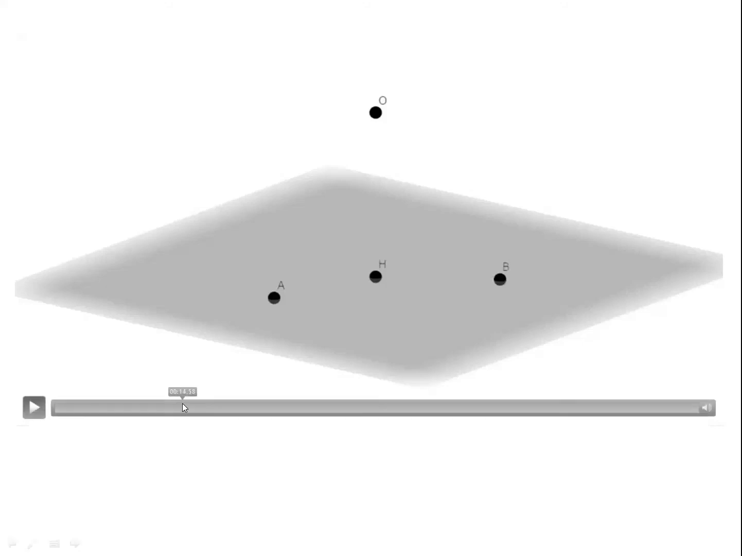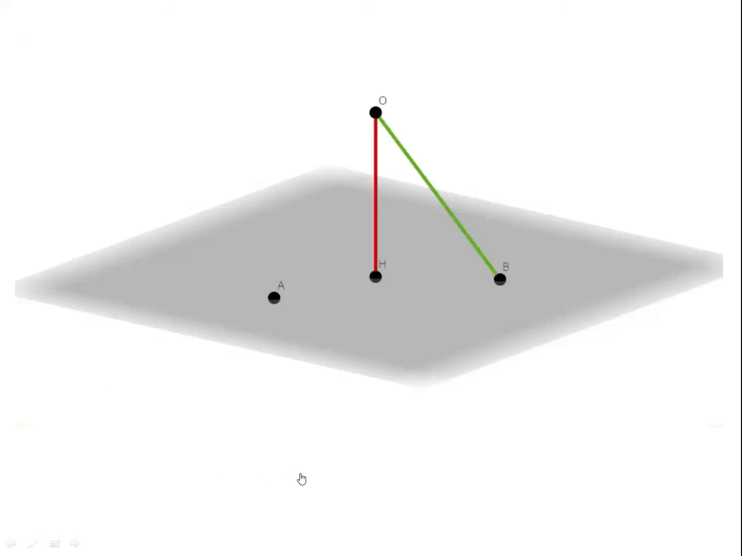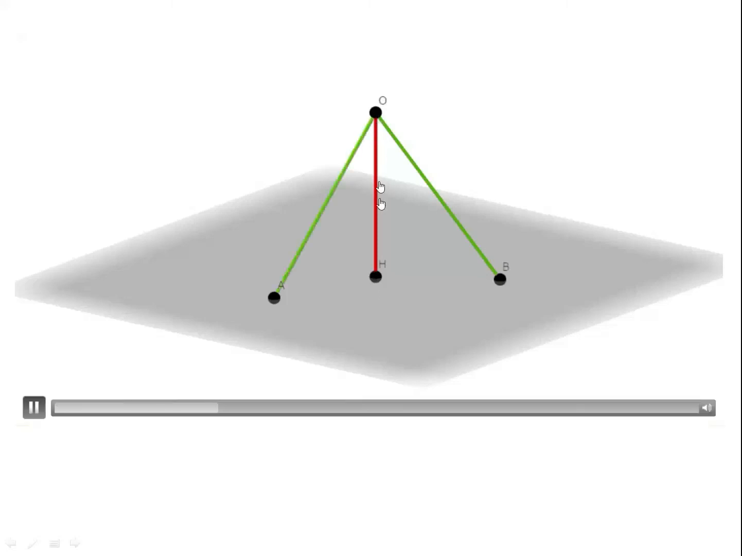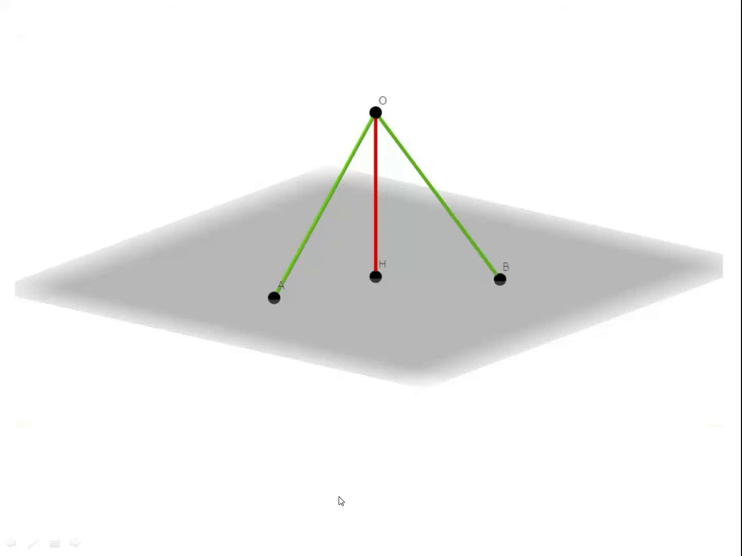And this property here: if we have three points on a plane, A, H, and B, and a point O outside the plane, if OH is orthogonal to the plane and OA equals OB, then HA equals HB. Okay, this is a property, and the inverse is true.